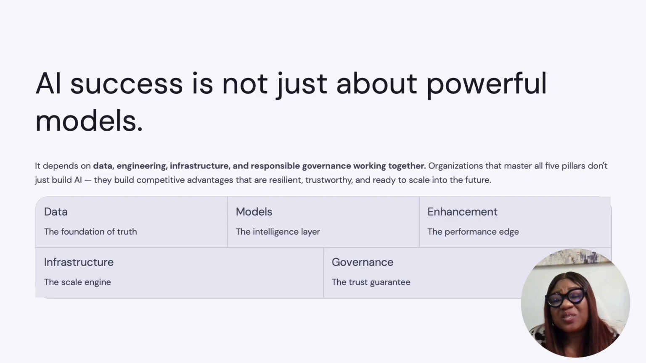You see, organizations that understand and invest in these five pillars are the ones that are actually building AI systems that will define the future. We have actually come to the end of this lecture, and I hope you now have a good understanding of the five pillars that form the architecture of the modern AI system.